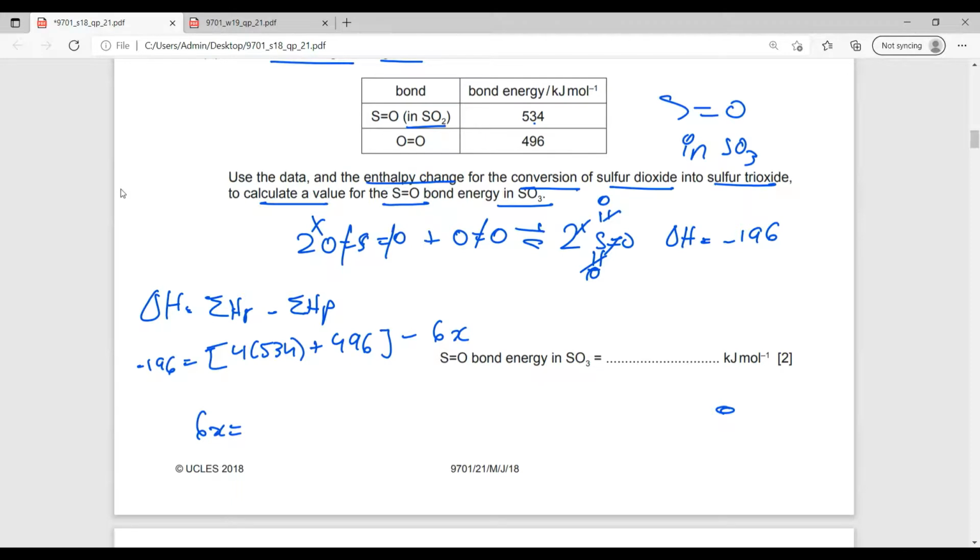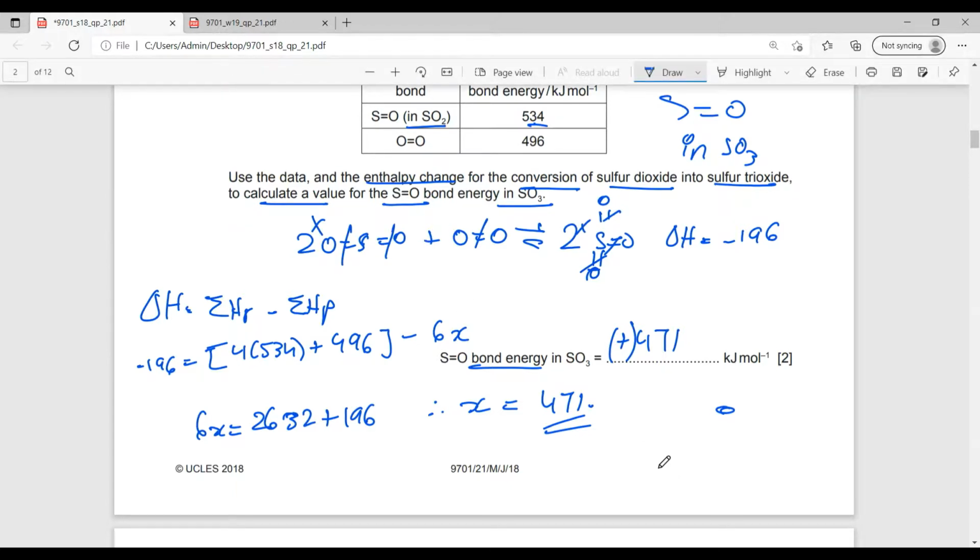So 6X is equal to 4 times 534 plus 496, right? That's 2632 plus 196. Therefore, X is plus 196 divided by 6. So X is 471 point. We'll just leave it at that because everything's given in 3 significant figures. So that's plus 471. It's important to include the signs in enthalpy change questions, but since it's a bond energy, it's obvious that energy is required to break it. So I don't believe it's necessary to write it here, but it's better you do either way.